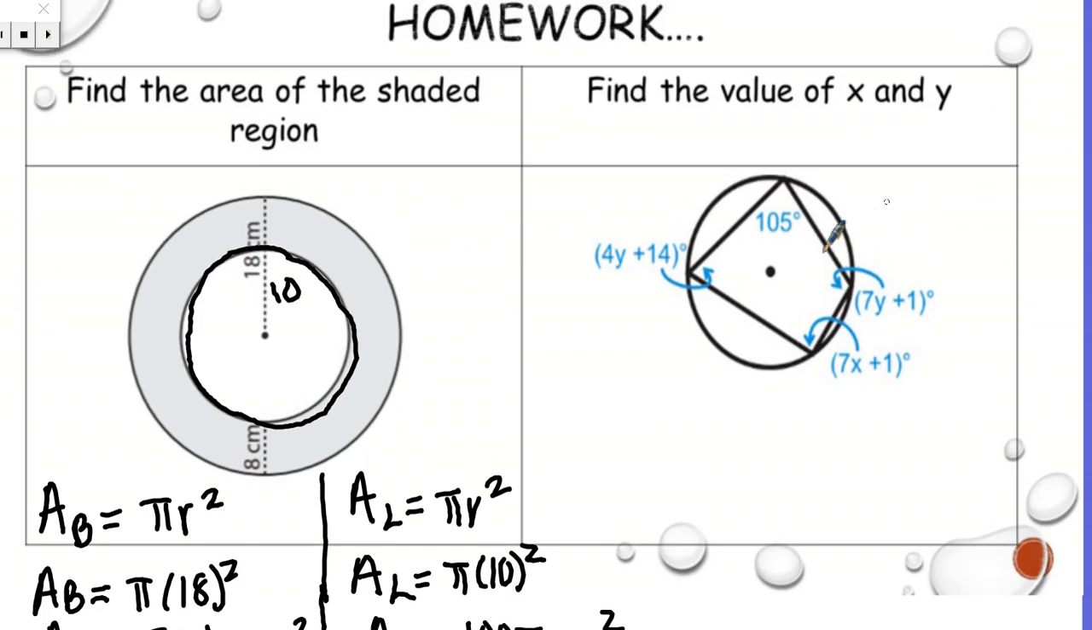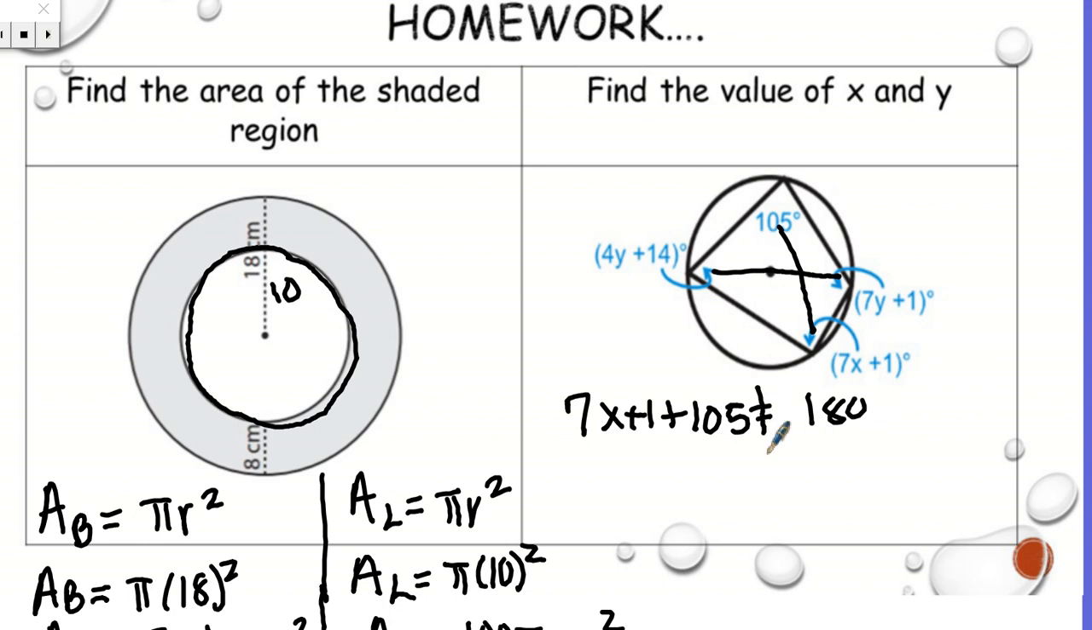The next one says find the value of x and y. Well, this is a quadrilateral inside of a circle. So this tells me that these two should be supplementary and these two should be supplementary. I'm going to find x first because it has less work in it. Oops, look at me, I messed it up. They do not equal, babies. They're supplementary, so that means it should equal 180.